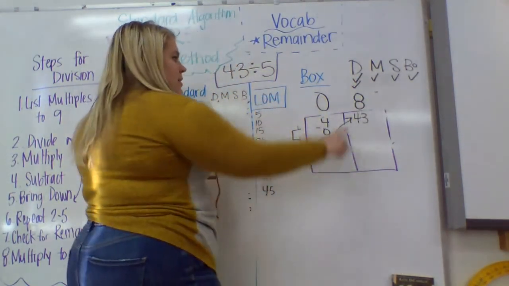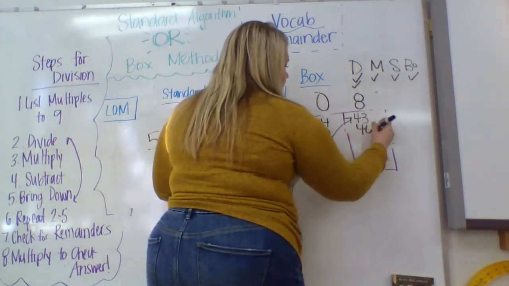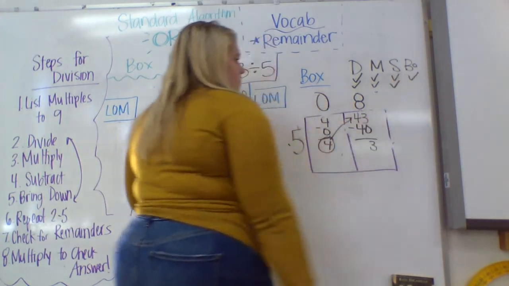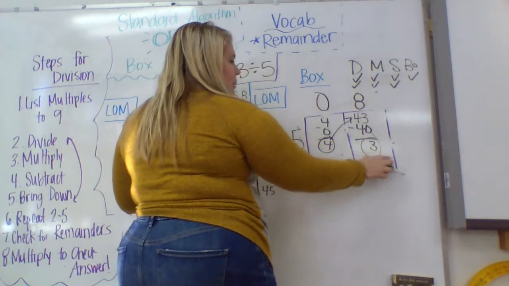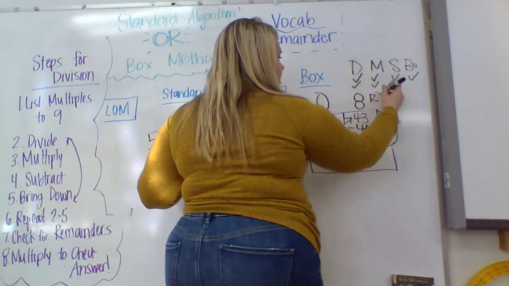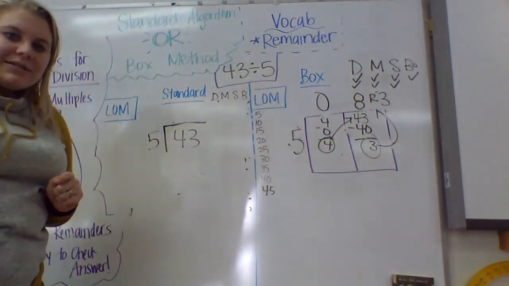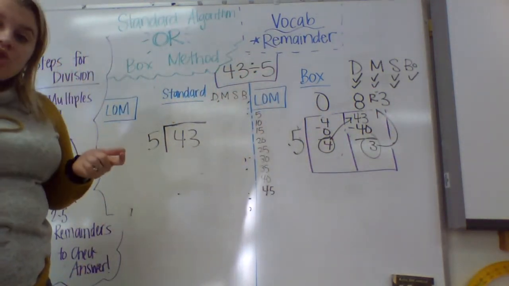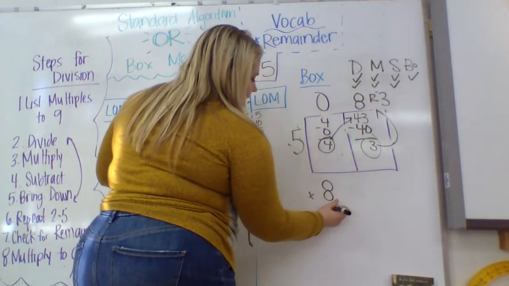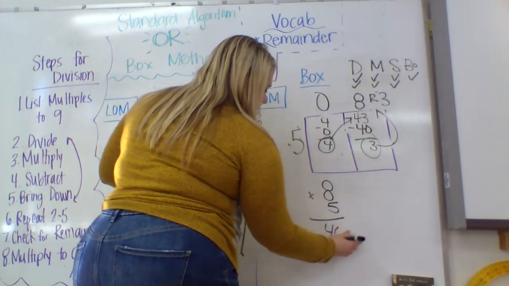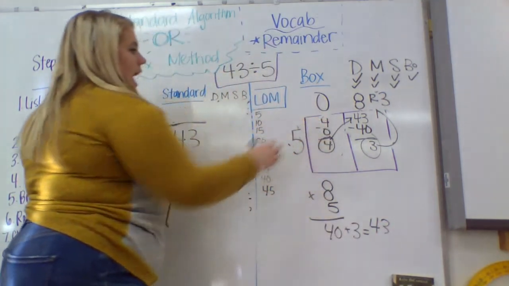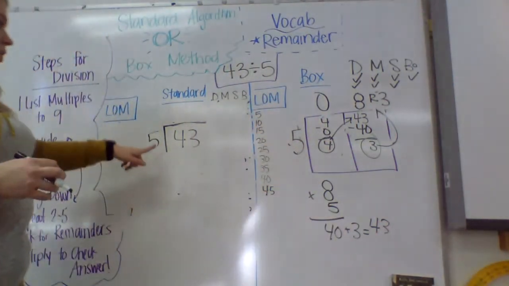I've done my division. 8 times 5 is 40. Subtract them. You get 3. Well, I can't bring it over, so that means I have to bring it up, and it's my remainder. 8, remainder 3. To check it, remember, you do the whole number quotient times the divisor. 8 times 5 is 40, plus my remainder, 43. And that was my original dividend. We'll try it again over here.